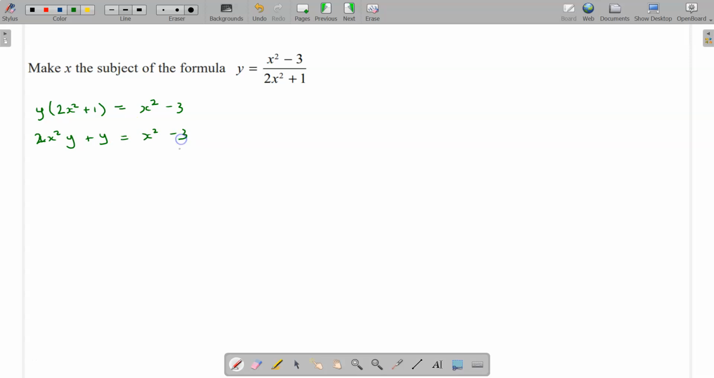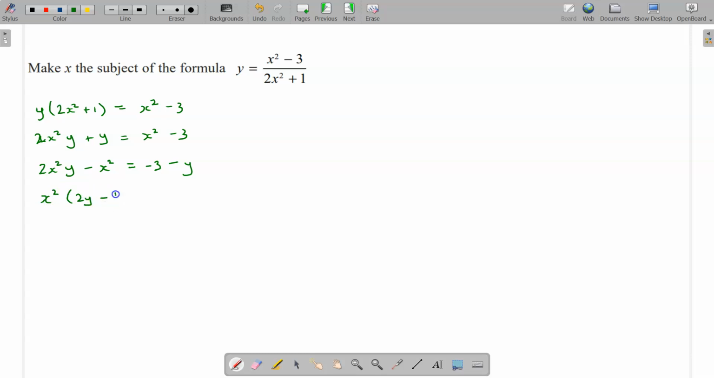minus 3. The next thing is to get all of the x terms on one side, and all of the non-x terms on the other. So I'm going to start by writing 2x squared y minus x squared, removing it from the right, and that's going to be equal to negative 3 minus y. Okay, the next thing is to factorize out the common factor of x squared. So I'm now going to a situation where the x squared term only appears once.